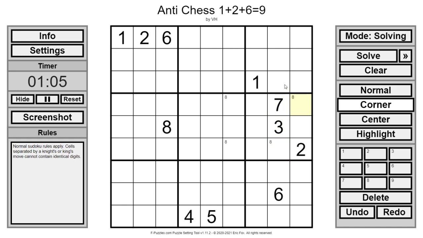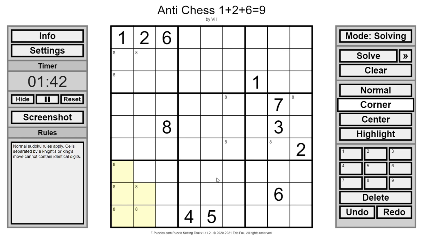Which also creates some interesting ideas geometrically. Because can an 8 exist here? Well, this row needs an 8, right? And an 8 here would eliminate both of those. An 8 here would also eliminate that by knight's move. Same for this. An 8 here would eliminate that and that. So there's all these combination type things that make it even trickier.